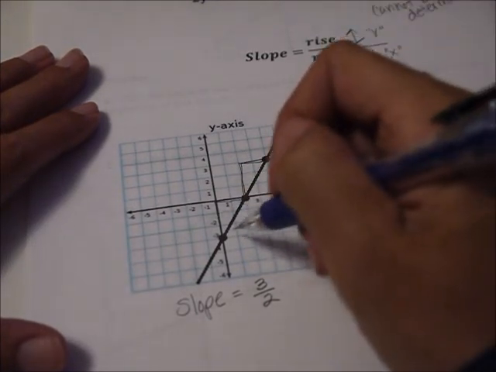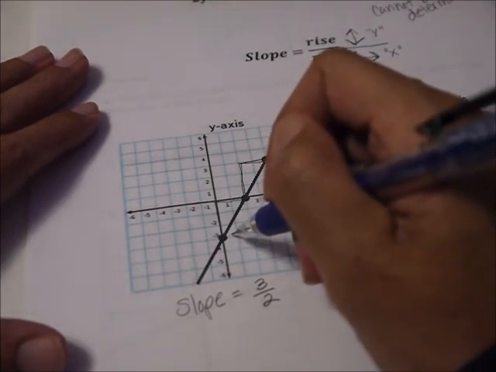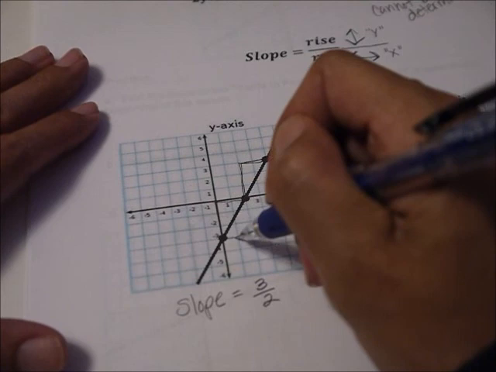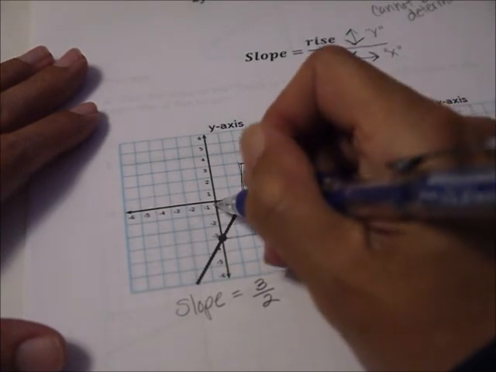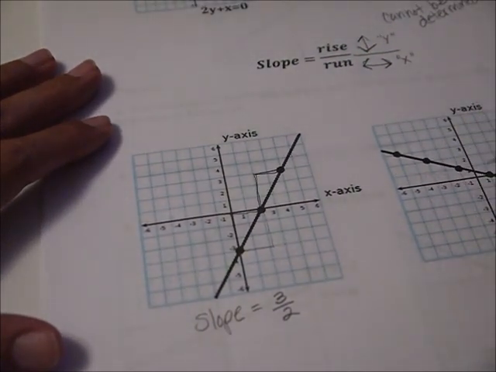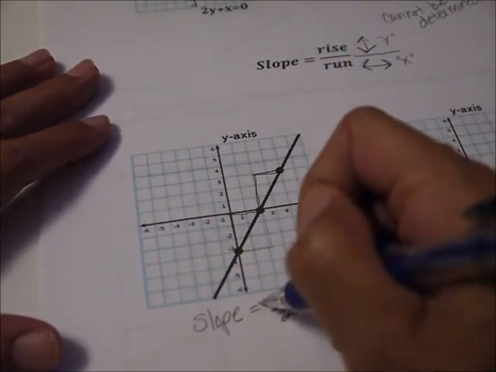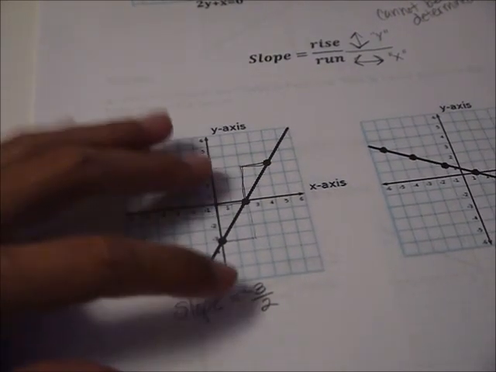Now the book, some people do it this way. I don't know why. The book drew it down here, but to me that makes you do the run first and then the rise. So I always go up and over, up and over. However, that was a positive slope. I wrote positive just to give you the visual. We don't need to write positive.